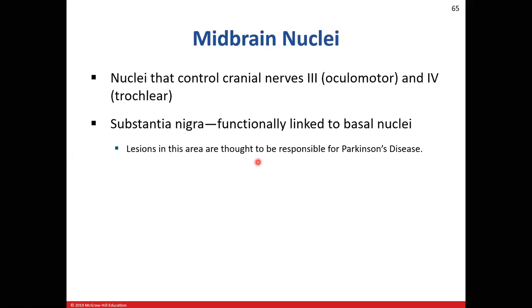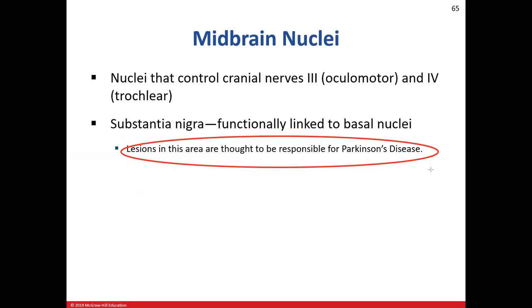4. We also have the substantia nigra, and the substantia nigra is functionally linked to the basal nuclei. And one of the things research has showed us is that lesions found in this area are often thought to be responsible for Parkinson's disease. So we really link Parkinson's disease to the substantia nigra here. And one of the ways that we treat it is with dopamine.